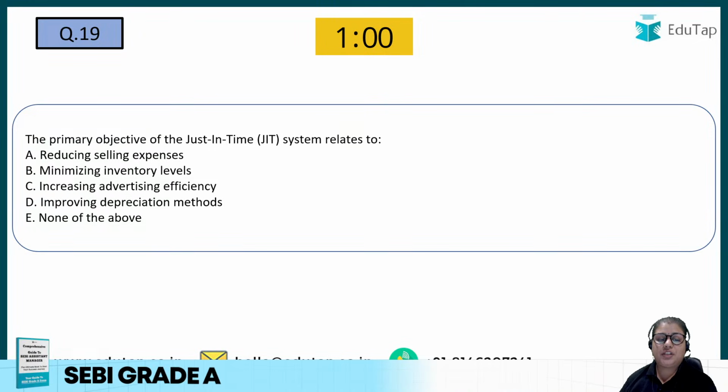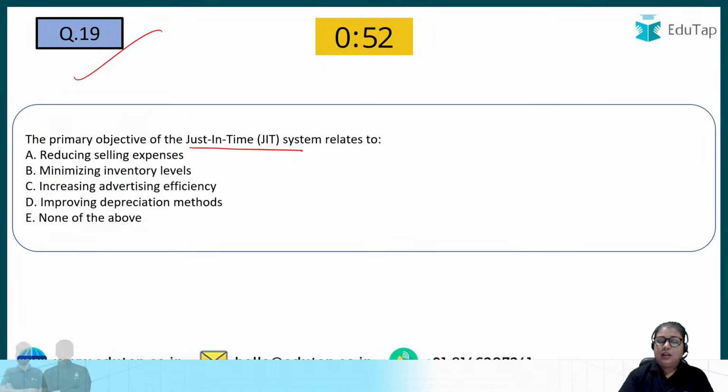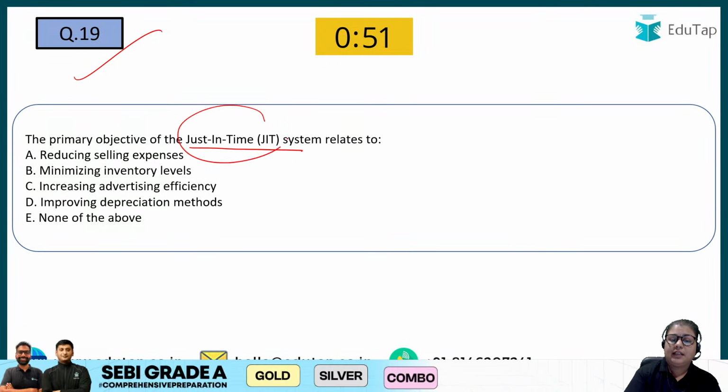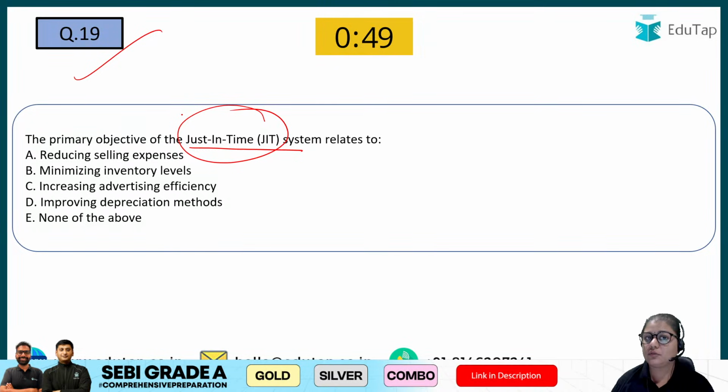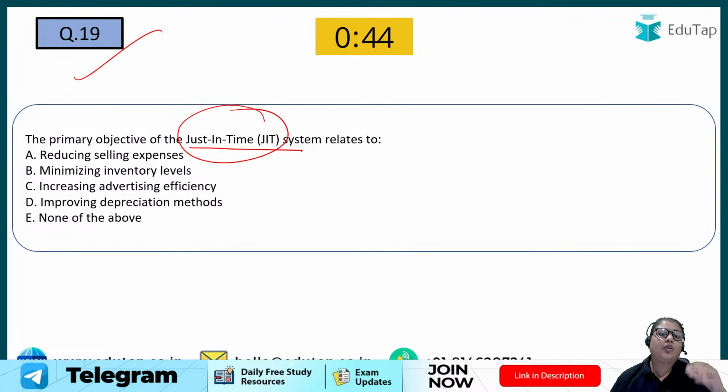Question number 19. The primary objective of just-in-time system relates to what? Just-in-time is an inventory management system, if you remember. It says that we will order the goods as and when we require. We will not overburden our inventory.